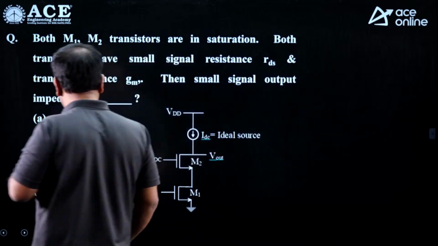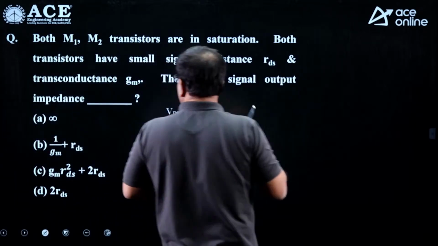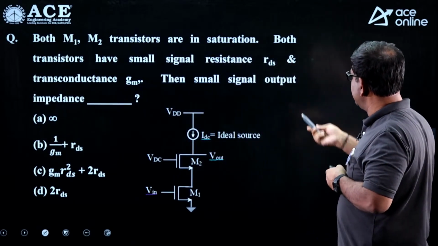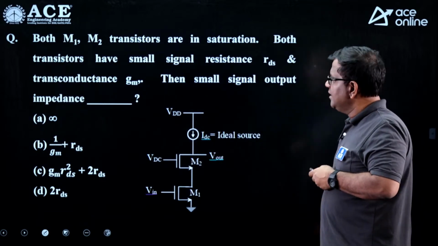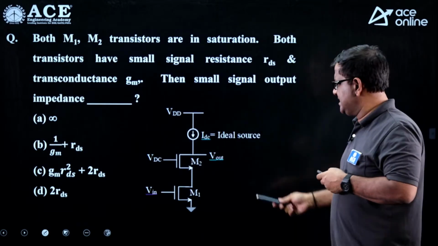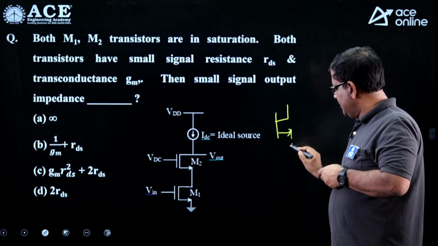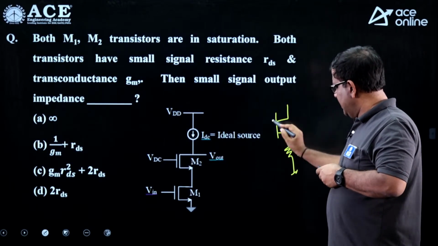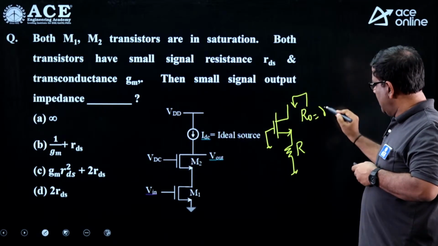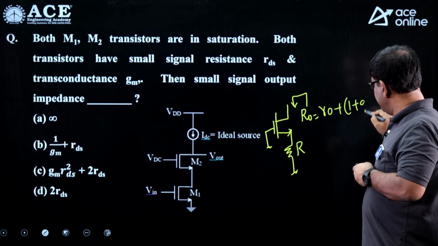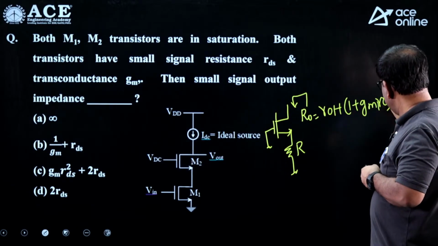Now go through the problem here. The M1 and M2 transistors are in saturation. Both transistors have some small signal resistance of RDS, transconductance GM. You are asked to find the small signal output impedance. So this is a standard circuit called the cascode amplifier. In a cascode amplifier, if you have some resistor R, directly the solution here, output resistance is going to be R0 plus (1 plus GM R0), or R01 plus (1 plus GM1 R01) into R02.